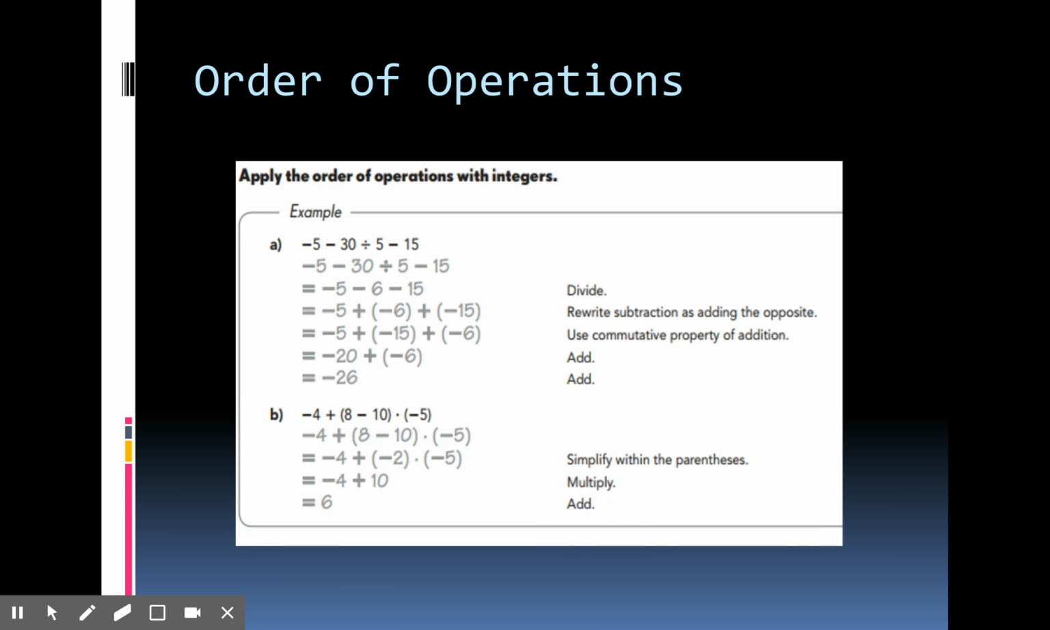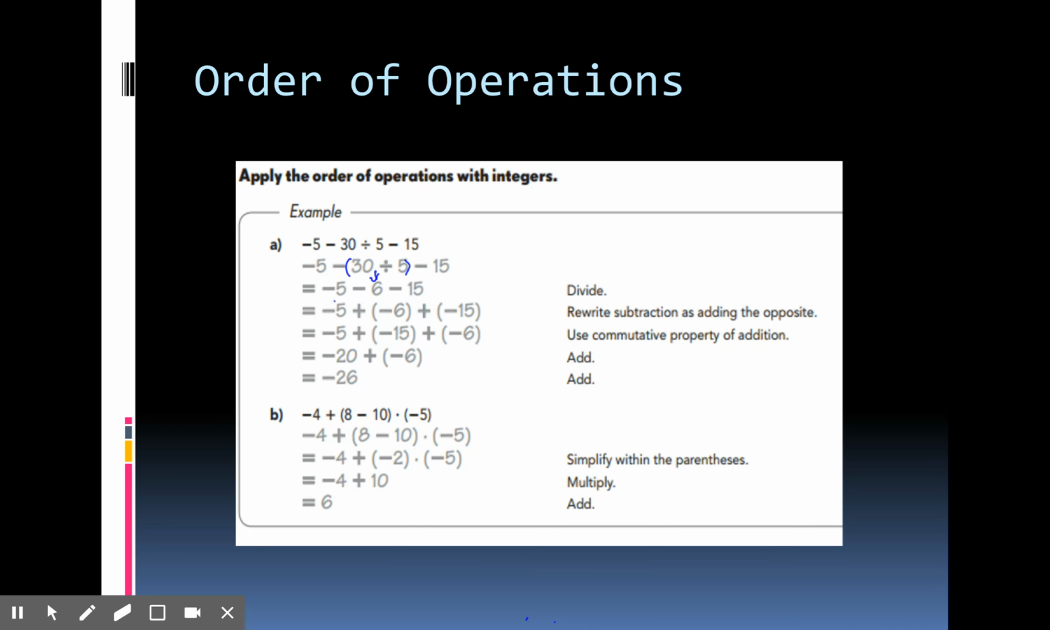So there's some practice here. -5 minus 30 divided by 5 minus 15. So following order of operations, we're going to be doing this division problem first. 30 divided by 5 is 6. So that's where this 6 comes from.